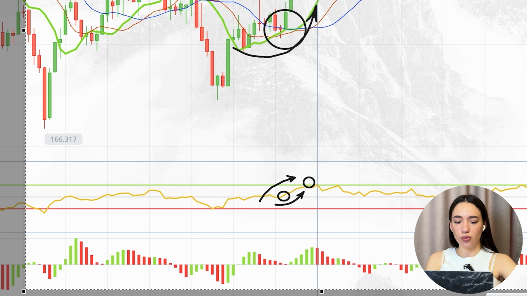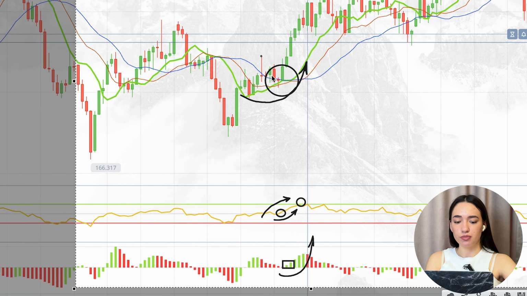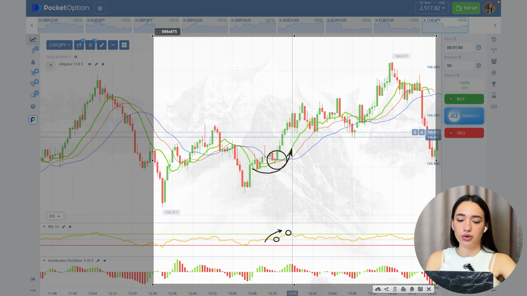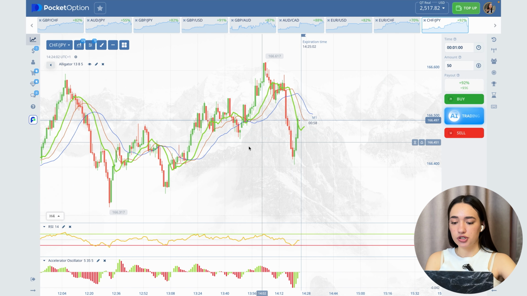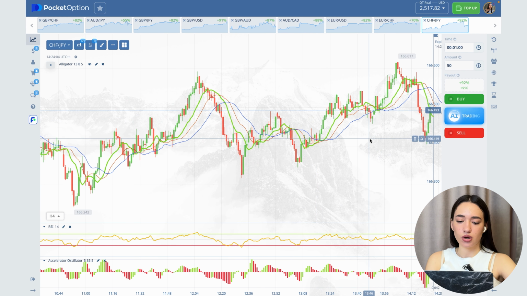the volume on the AO, the oscillator, right, shows a bounce from the zero level, and we see two green bars forming, confirming bullish pressure. That's when we can confidently open a call trade. And as you can see, the price moves upwards, so this setup would have worked for 1, 3, or even 5 minutes expiration. But in general, I recommend using up to 5-minute expiration for this strategy, and going higher is not ideal.